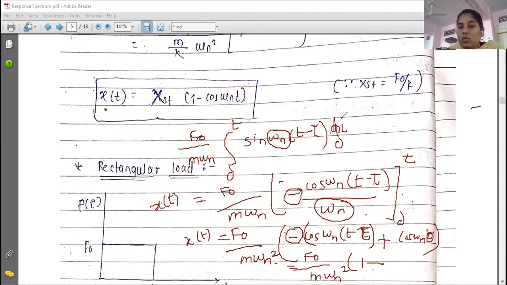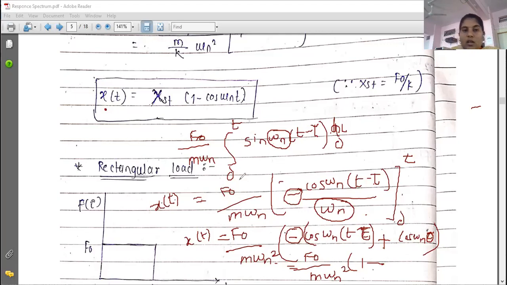Means it will be cos 0, and cos 0 is 1. And 1 minus the remaining parameter, that is the cos of omega n t. That's why that cos omega n t is remaining here. And outside, that parameter is f naught upon m omega n square. If we divide by k on both numerator and denominator, omega n gets cancelled from the denominator, and at the top it will become x static.